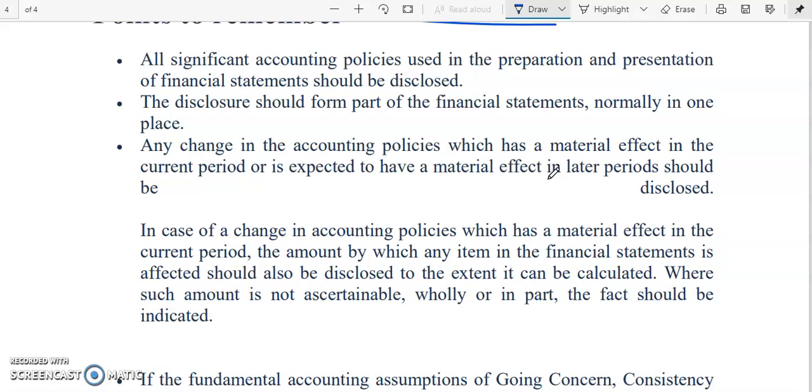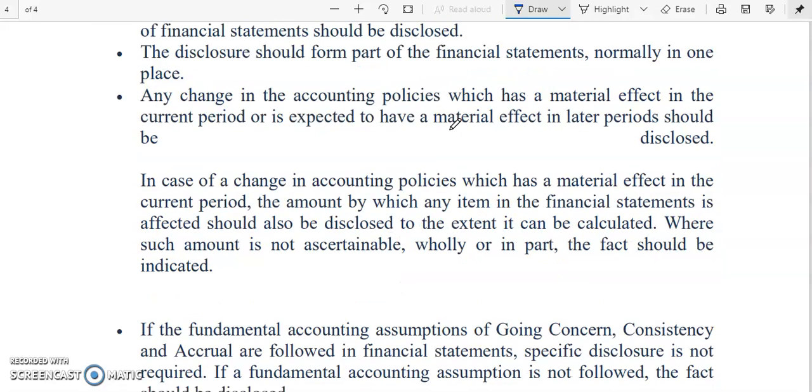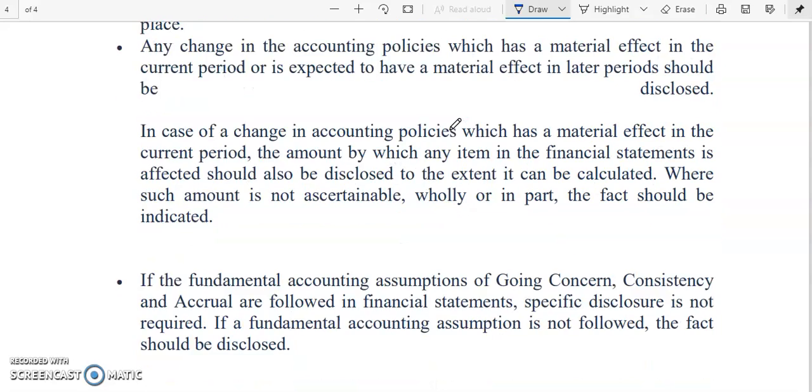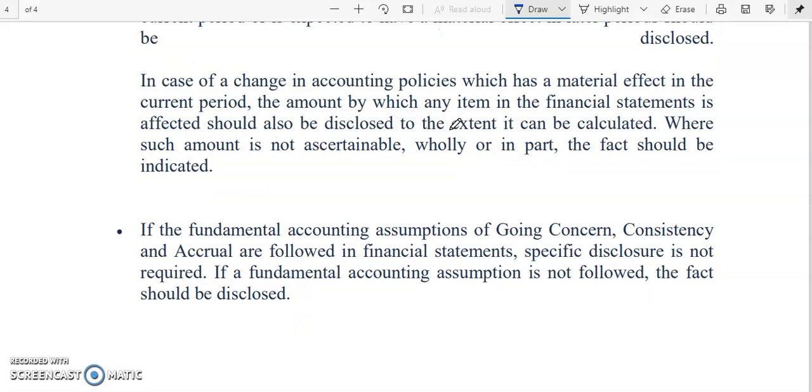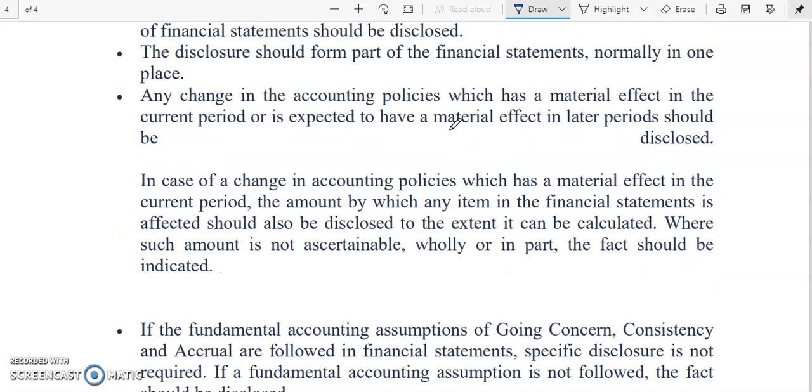So what is the summary? All the significant accounting policies should be disclosed for the preparation of a financial statement. Such disclosures form part of the financial statement. Such disclosure should be made at one place. Any change in the accounting policy should be properly disclosed. Any change which has a significant effect, the amount shall be quantified and disclosed. If the amount is not ascertainable, the fact should be disclosed. If it has an effect in a future period, such fact should also be disclosed.